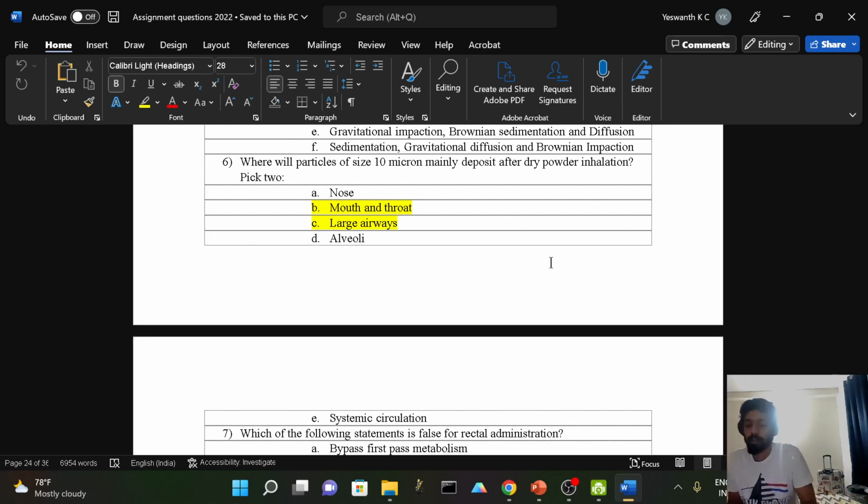But yeah, it's not generally the nose, because people generally give wet formulations through the nose, not dry powder formulations. Does that make sense? Okay, sir. Thank you.